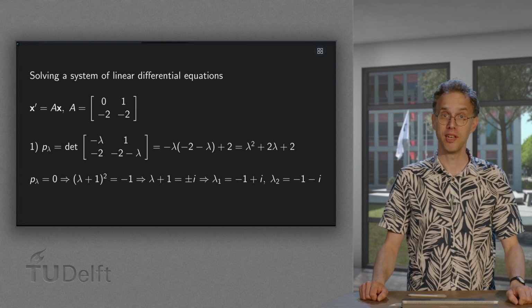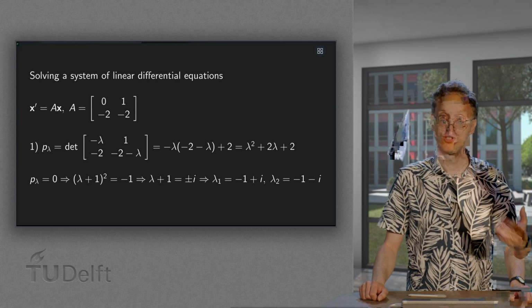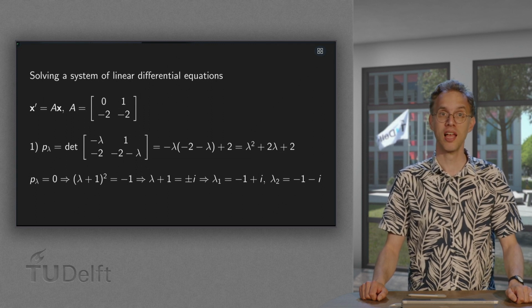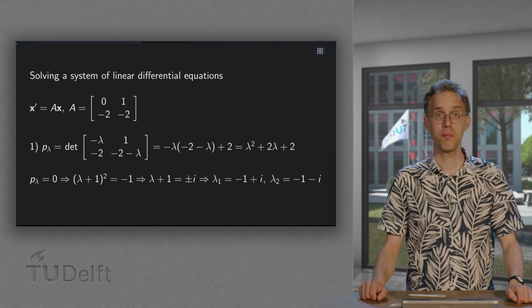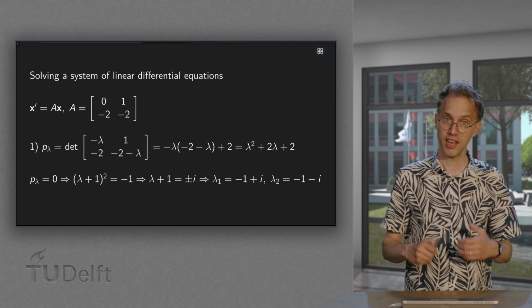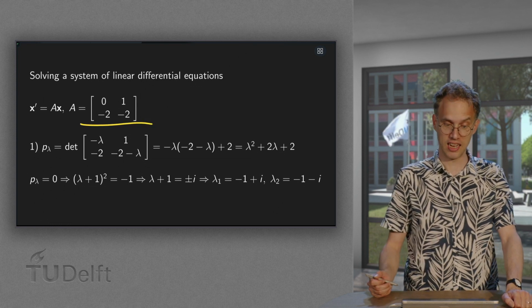Solving x prime equals Ax is slightly tricky. In this case, we have seen a procedure that gets the job done. In this video, we will apply this procedure to an explicit example. We have x prime equals Ax, and here we have our matrix A.